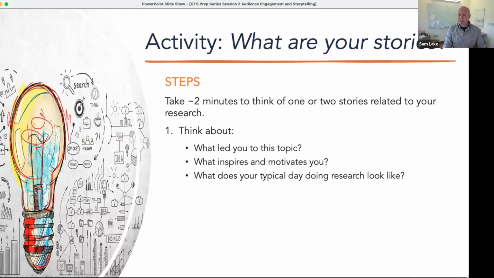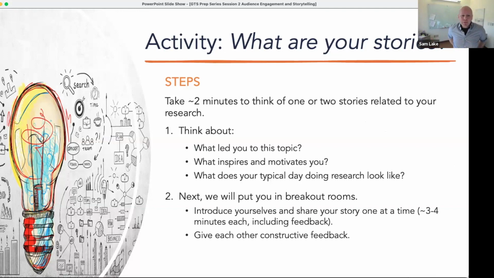Is that in the lab? Is that in the library? Is that punching away on your computer? Is it staring into a microscope or a telescope? Think about what that is like, where that's happening, and how you might describe it for your audience. And then we'll pitch you into breakout rooms.